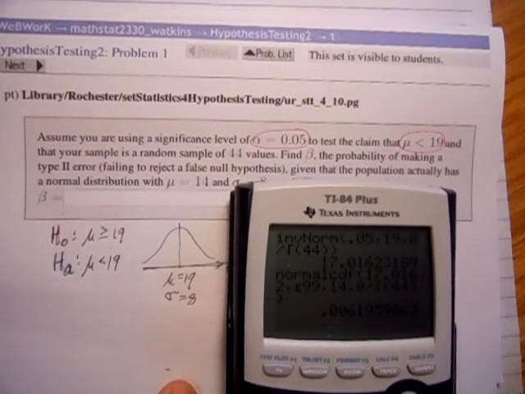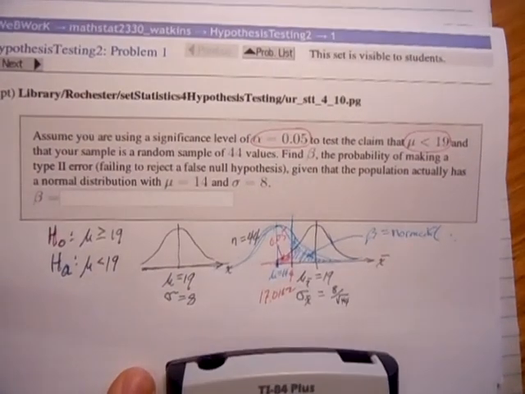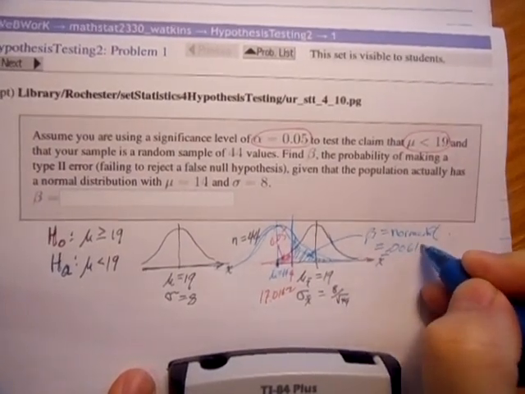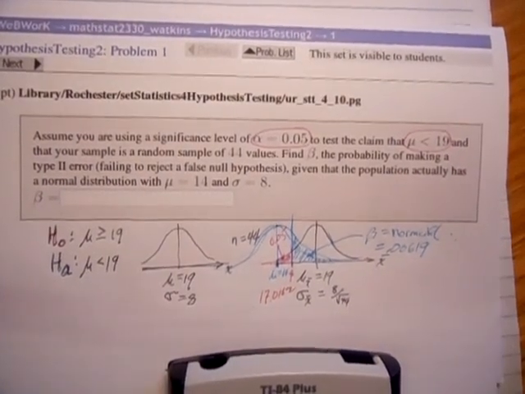And so that's beta, 0.00619. Equal to 0.00619 in my case.